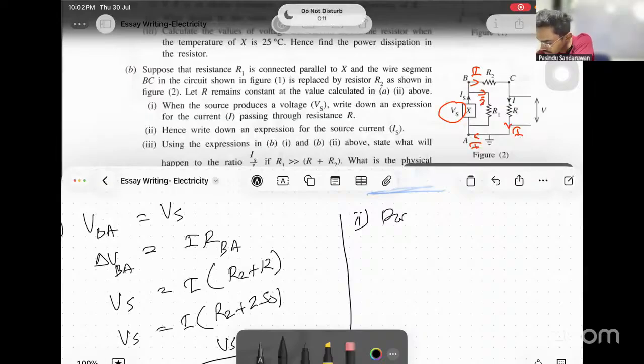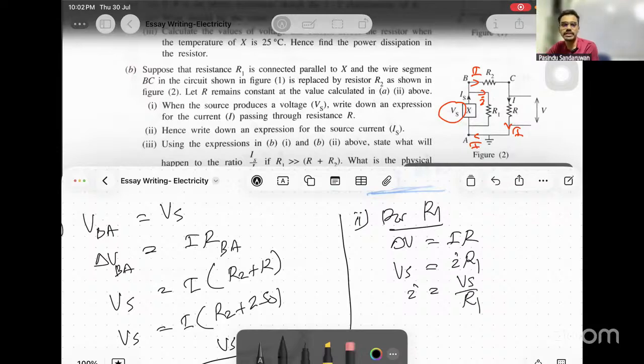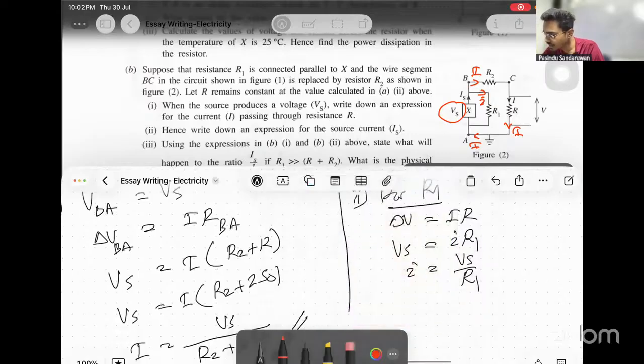For R1, apply delta V equals IR. Then delta V is Vs, no? Equals current in simple line times R1. See, now the simple line current is known. That is Vs over R1. Now, I know IS has divided into 2.